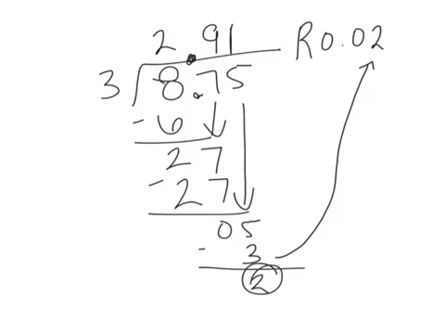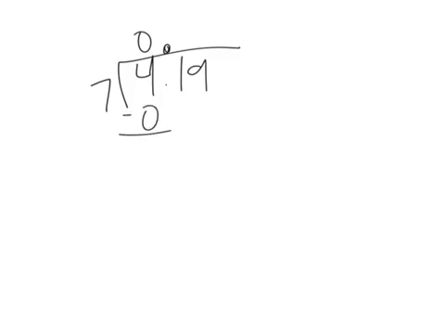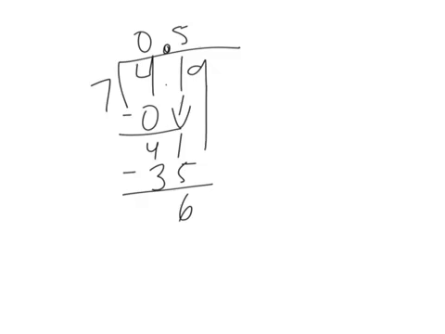All right, so let's try another one. Let's say I have 4.19 divided by 7. Okay, I'll mark my place value there. 7 goes into 4, 0 times. 7 times 0 is 0. 4, bring down the 1. 41. 7 goes into 41 how many times? 5 times. 7 times 5, 35. Okay, so 6. Bring down the 9, 69.